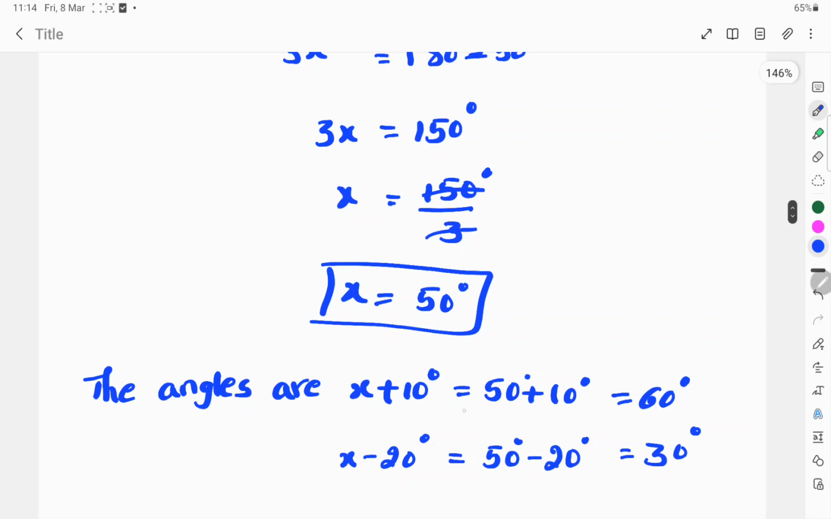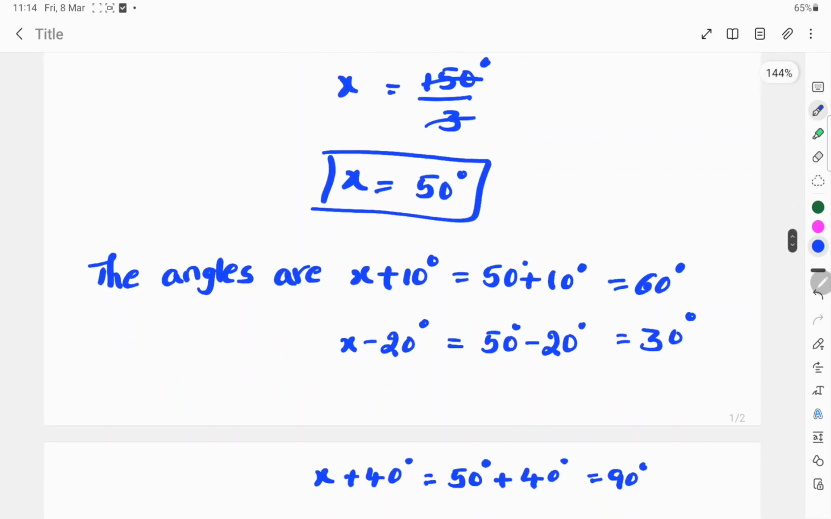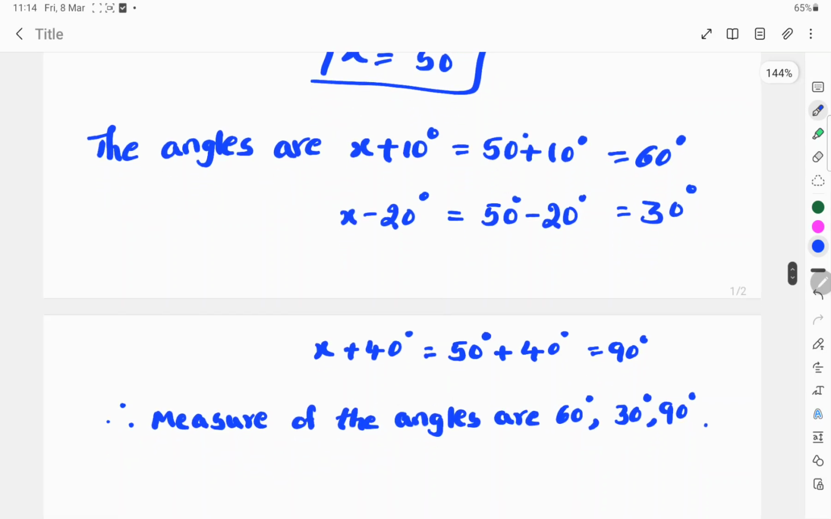The angles are, which angles? x plus 10 degrees. So, x value is 50, so 50 plus 10 is 60 degrees. And the second angle is x minus 20 degrees. So, x value is 50, 50 degrees minus 20 degrees is equal to 30 degrees. And also the third angle, x plus 40 degrees, x value is 50, 50 degrees plus 40 degrees is equal to 90 degrees.